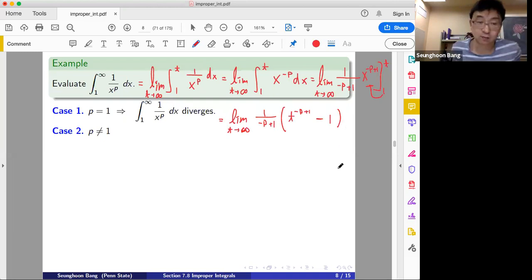Next, how can you calculate this? Let me see. You can take the limit of this one. Is it convergent or divergent? What do you think? What is the limit? Is it going to a finite number, or infinity? Do you know this limit? What is the answer? Divergent?